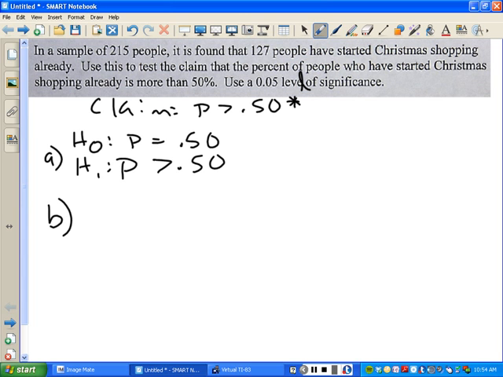Part B is to pray. Got to pray. Make sure you're getting your prayer in, part B.